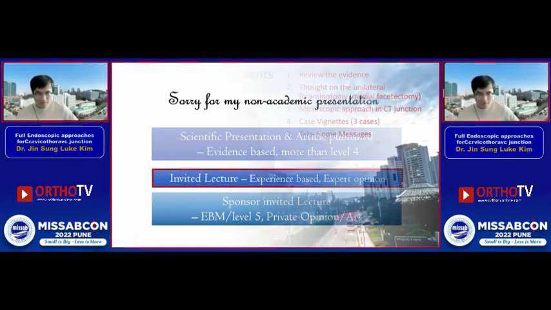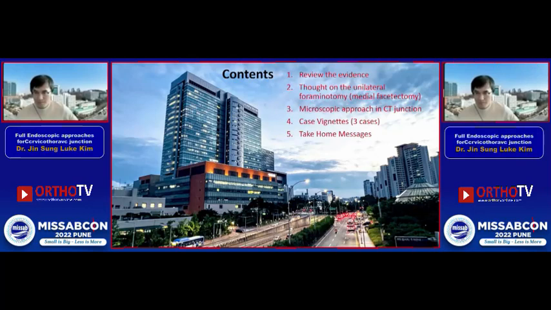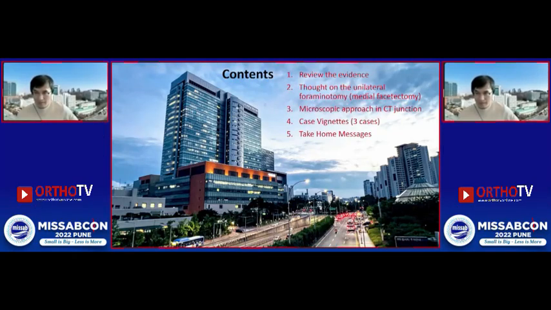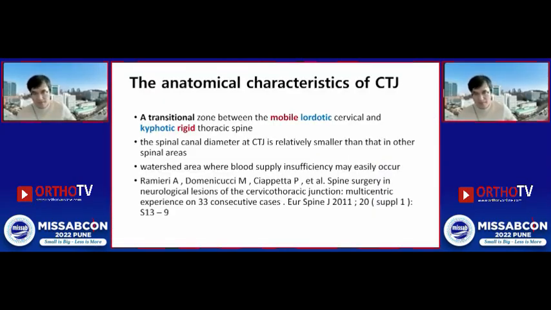So let's quickly move to the contents today. I'm going to look over the review of our article and thought of the unilateral foraminotomy and medial facetectomy and microscopic approach in CT junction, and some case vignettes as well.